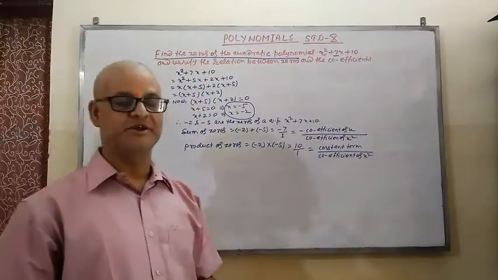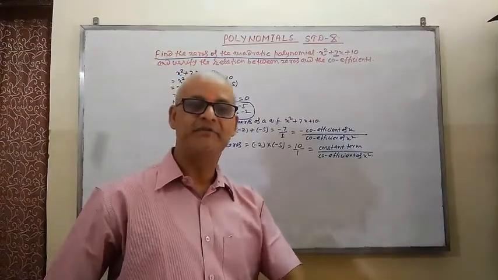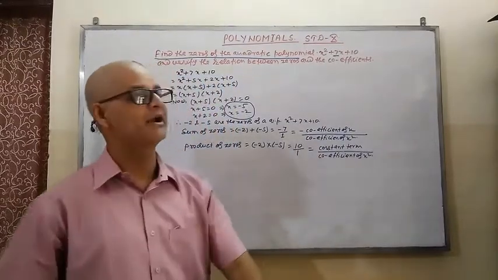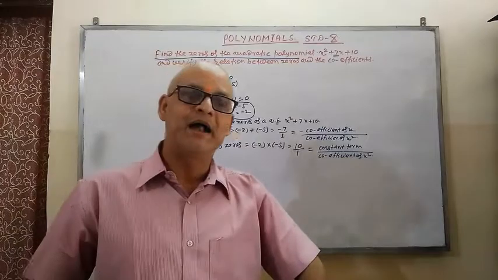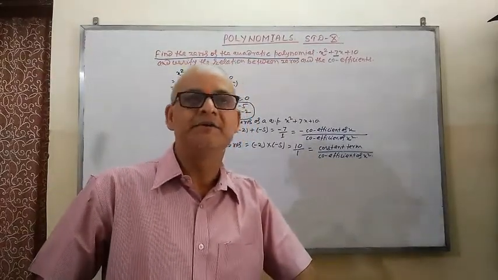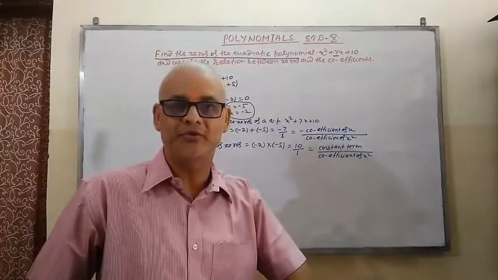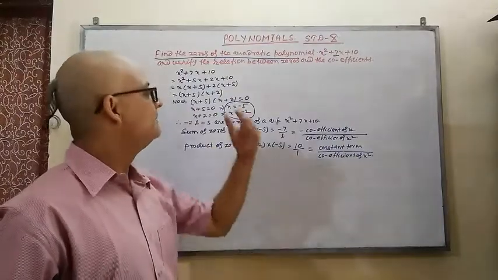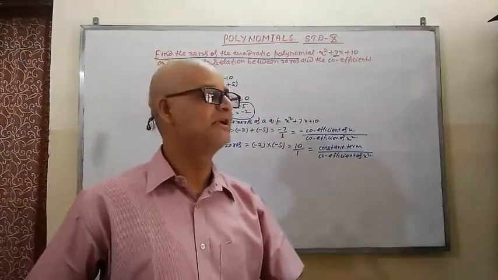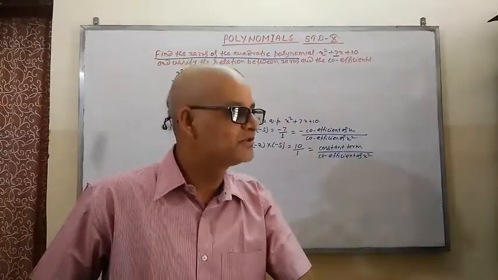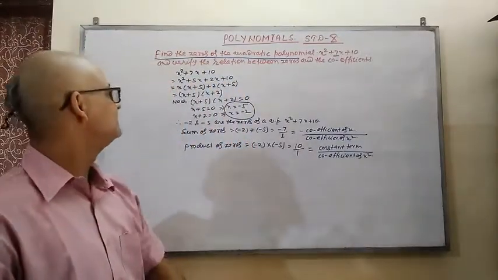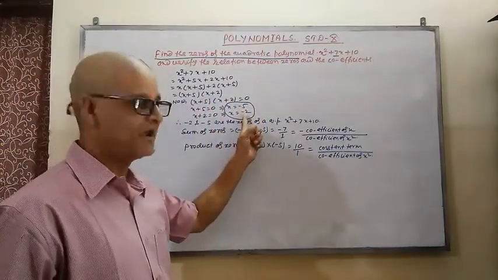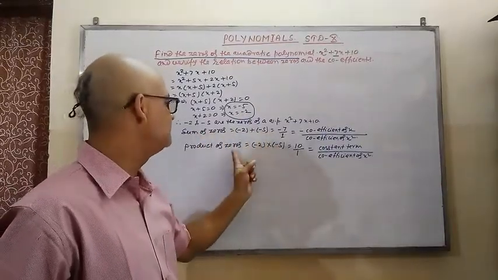This is a very common question. Find the zeros and verify the relation between the zeros and coefficients. In that way, if any quadratic polynomial is given and we are asked to find the zeros and verify the relation between zeros and coefficients, we can do it this way. First we will factorize the polynomial, sometimes factorizable by middle term splitting, sometimes by difference of two squares. Then we equate each factor with 0, separately find the values of x, and then verify the relation between zeros and coefficients.